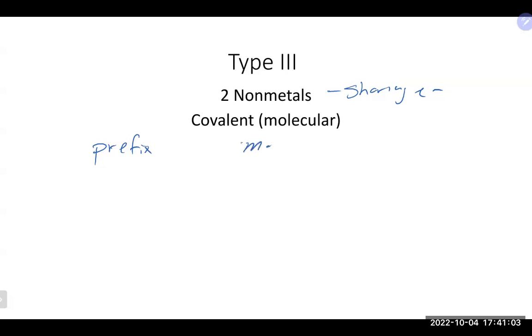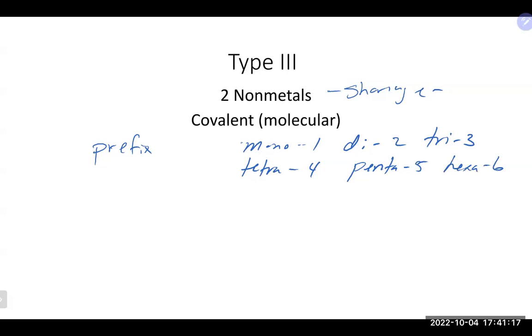So mono for 1, di for 2, tri for 3, tetra for 4, penta for 5, hexa for 6, hepta for 7, octa for 8, maybe nona for 9, deca for 10.